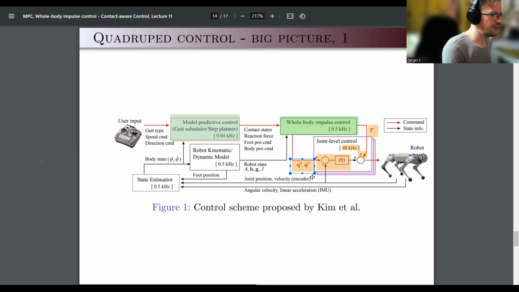Now, these desired values would come from the same place where the desired values that you used in the whole body impulse control came from. So from inverse kinematics, basically.